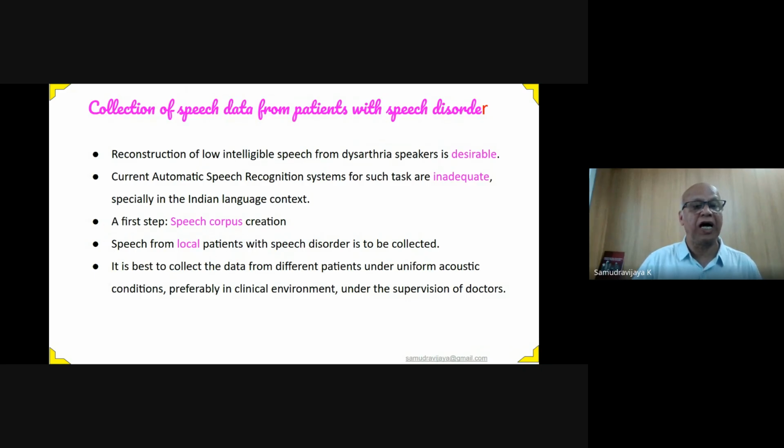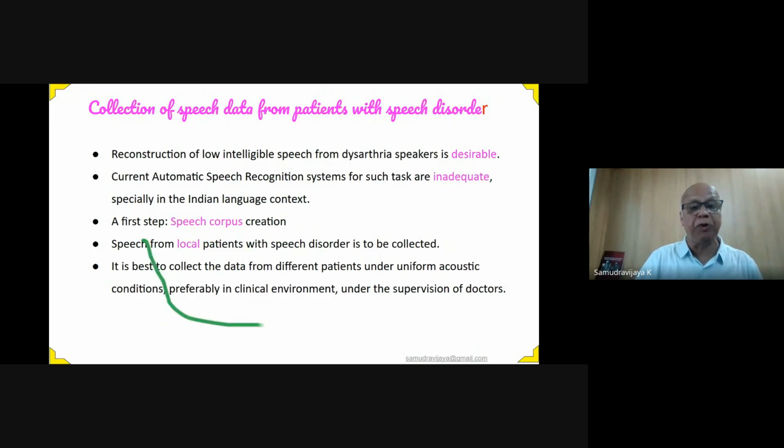Therefore, we want to collect speech from local patients with speech disorder, and we want to collect from lots of different patients, because we need data on the characteristics of dysarthria, with various degrees of dysarthria, from various people: male, female, elders, children, or adults, and so on. All of it has to be collected.